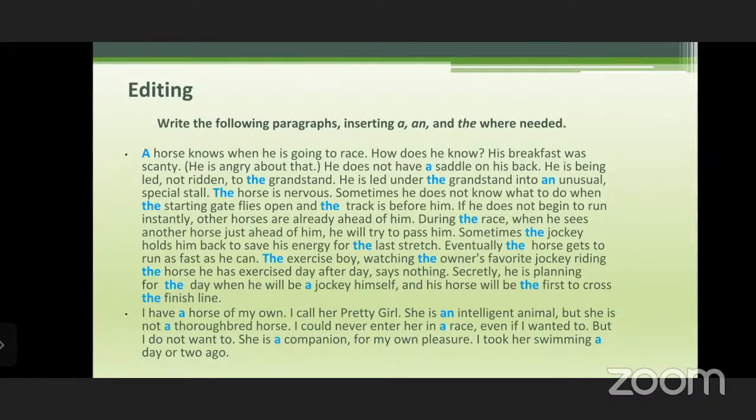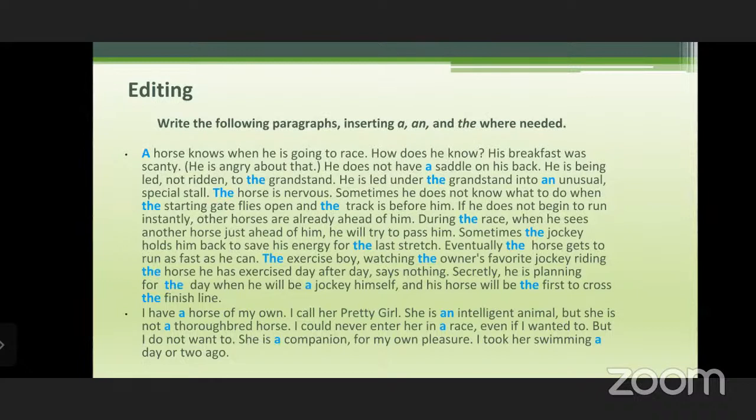Riding a horse, he has exercised day after day. The horse says nothing. Secretly, he's planning for the day when he will be the jockey himself. So he will be a jockey himself. And his horse will be the first to cross. So first is the ordinal, so we have to use the definite article, the. And see the next one, the finish line.